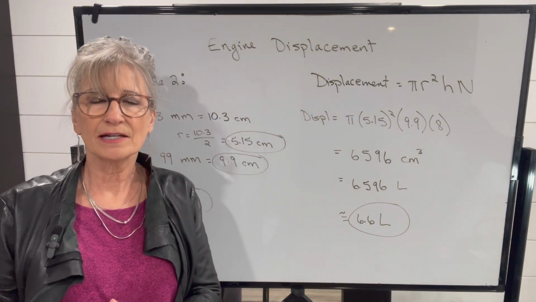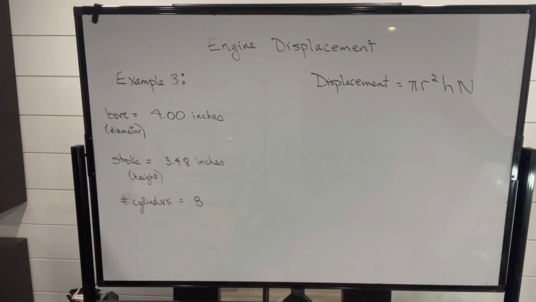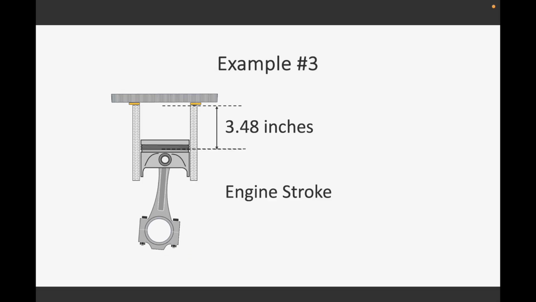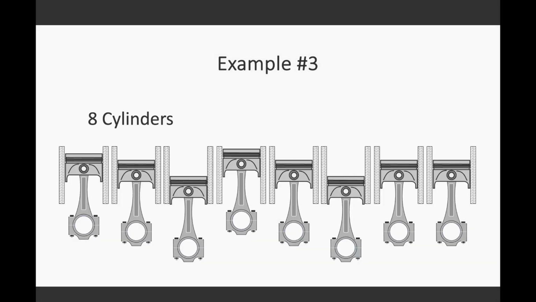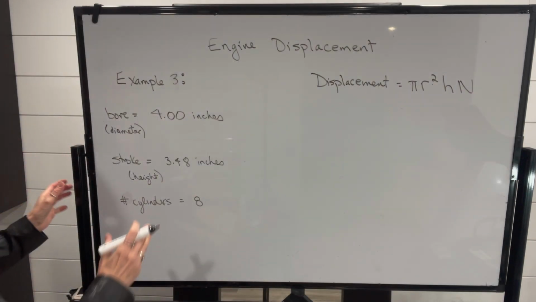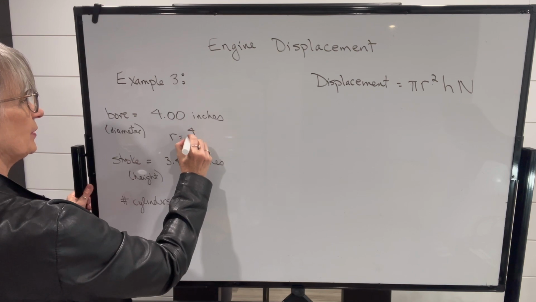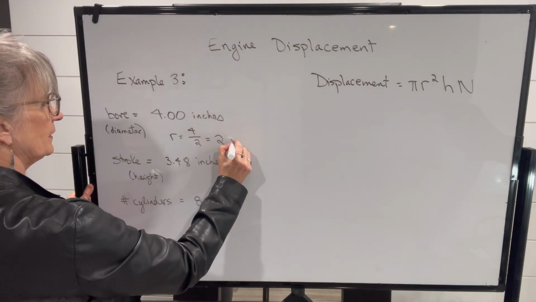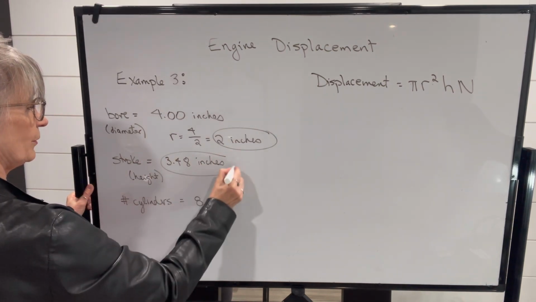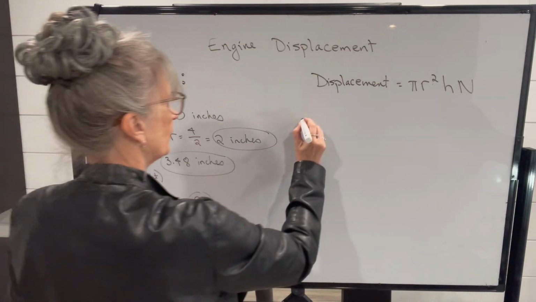Let's do one last example, but this time we'll work with our dimensions or specifications in inches. In our last example, we have an engine with a bore of 4 inches, a stroke of 3.48 inches, and 8 cylinders. We're going to go through the same procedure. Let's first of all find radius. So remember, radius will be the diameter divided by 2. So we have a radius of 2 inches, a height of 3.48 inches, and 8 cylinders. Let's plug those numbers into our formula.